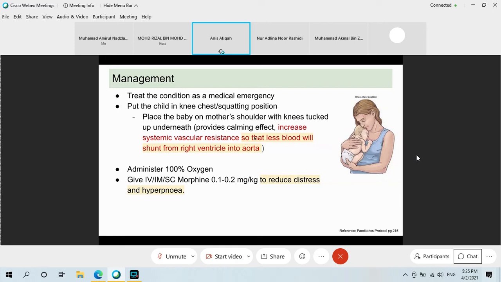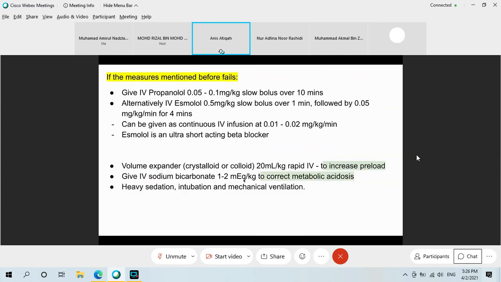And then we administer 100% oxygen because this child has cyanosis. Give either intravenous, intramuscular, or, sorry, I forgot. Morphine 0.1 to 0.2 milligram per kilogram to reduce distress and hyperpnea. If the measures mentioned before fail, you can give intravenous propranolol. Propranolol is a beta blocker, from 0.05. I think, Doctor, do we need to remember all the dosages?